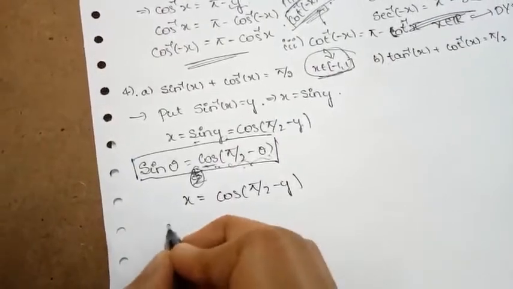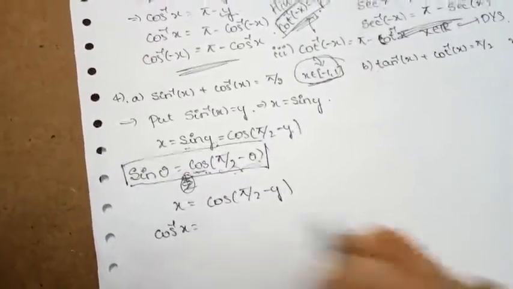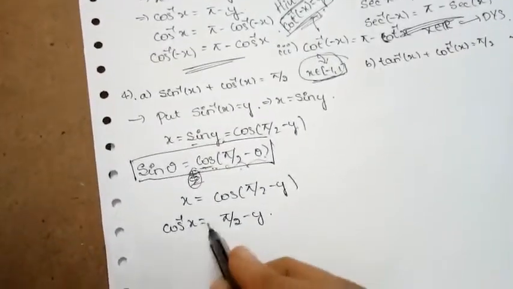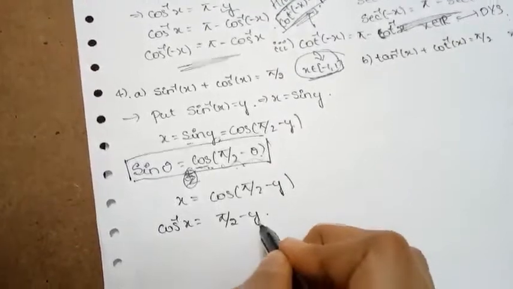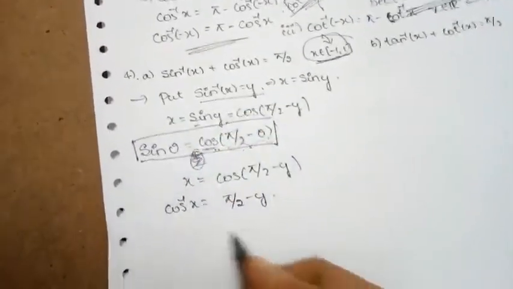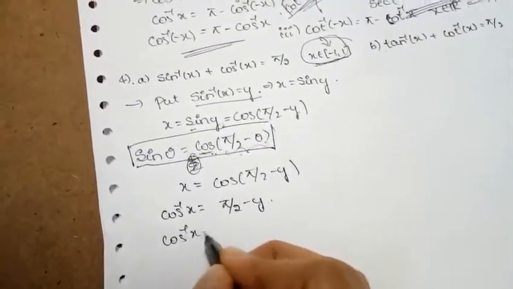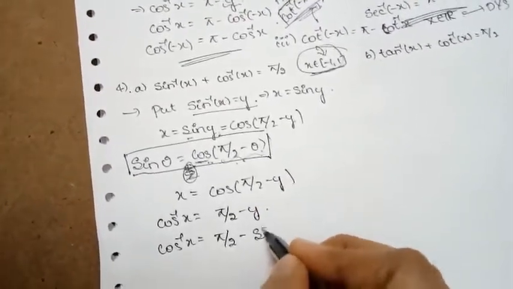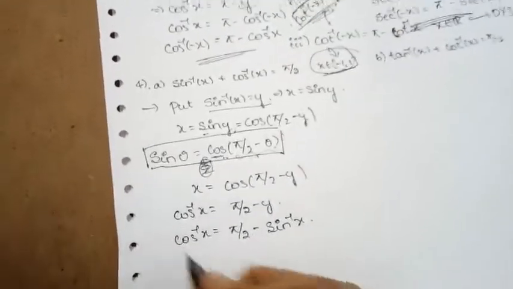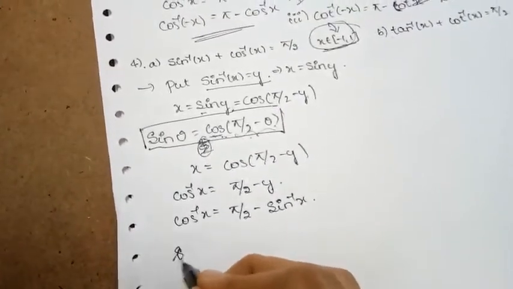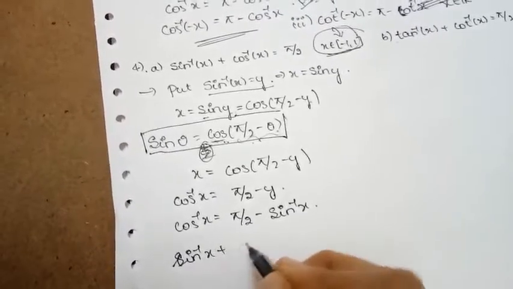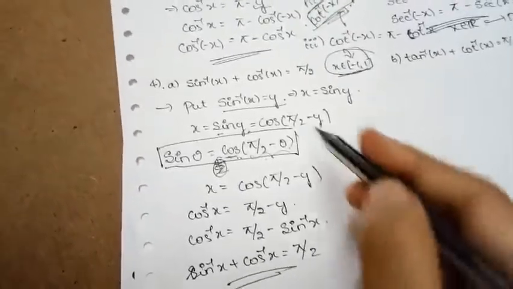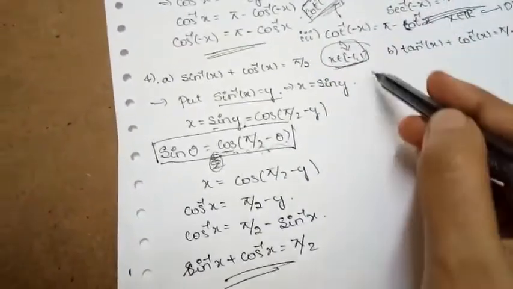Now what happens to this one? This implies cos inverse of x is equal to pi by 2 minus y. Cos inverse x is equal to pi by 2 minus y. What is y? It is nothing but sin inverse of x. So cos inverse x is equal to pi by 2 minus sin inverse x. Bringing this one to the LHS, we are going to get sin inverse of x plus cos inverse of x is equal to pi by 2. This is what we needed to prove, and we have proved it.